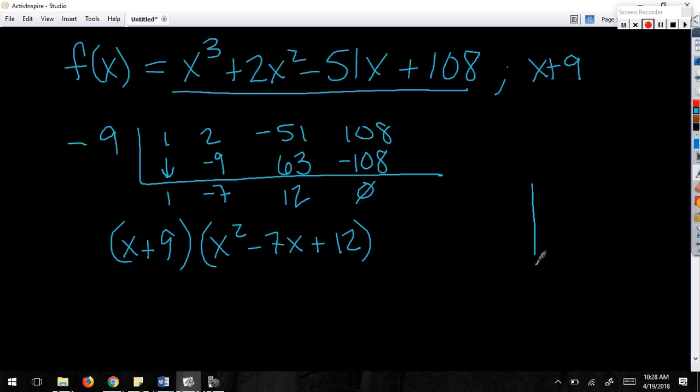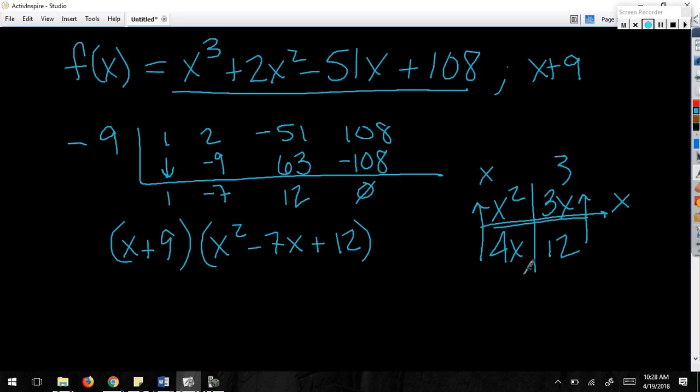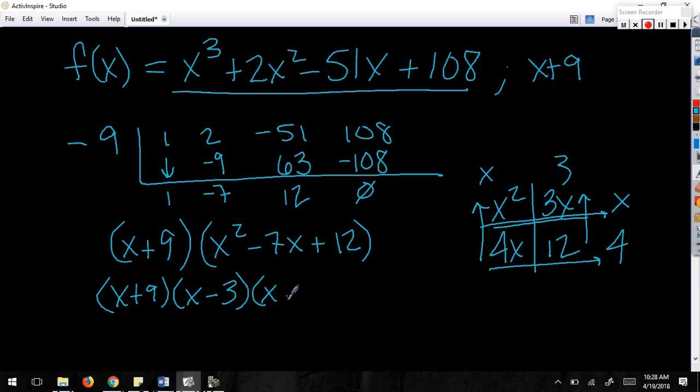So same signs. It multiplies to 12, but it adds to 7. What are the two numbers? 4 and 3. What's the GCF here? x. Right here, 3. And here, 4. Remember, they're both minus signs. So factored, I have x minus 3, x minus 4, and now it is factored completely.